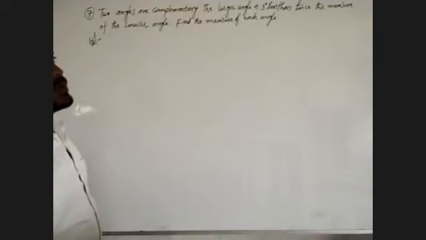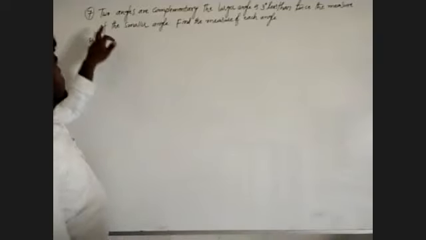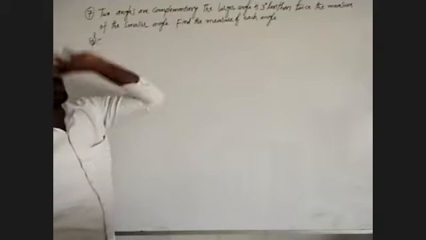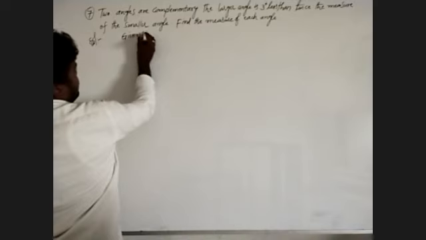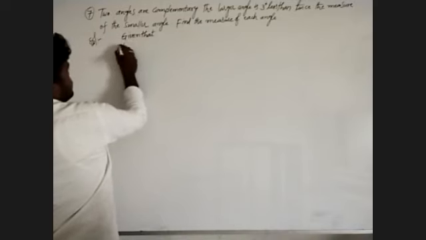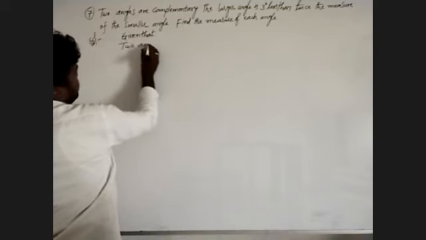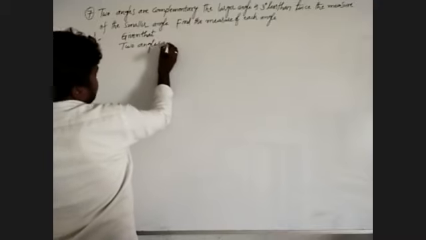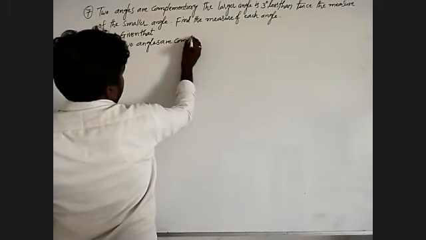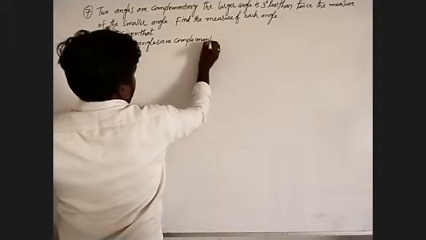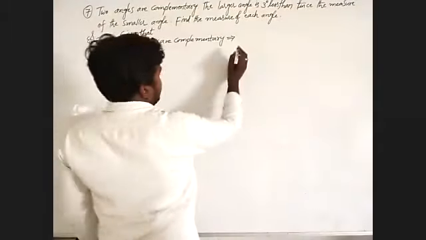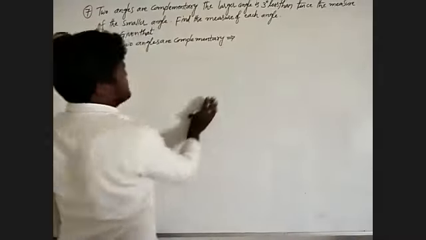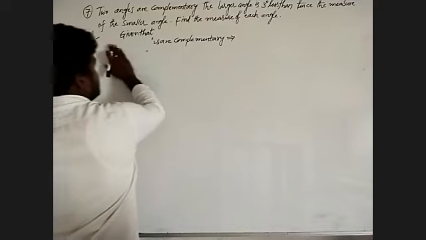Here, what is given in this problem? Two angles are complementary. Given that two angles are complementary. Two angles are complementary means their sum. That means one angle will take x, and the other angle will take y.